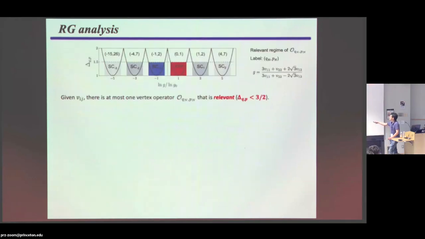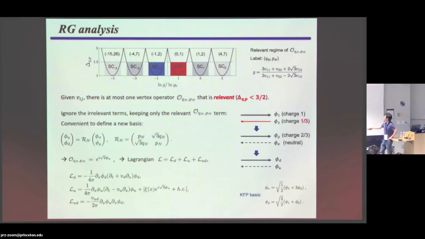Okay, and if you happen to have one vertex operator being irrelevant, actually you can show that all the other vertex operators will be irrelevant at the same time. So that's a convenient fact: you only need to consider one relevant operator at each time. Okay, and basically the rest of the story is similar.